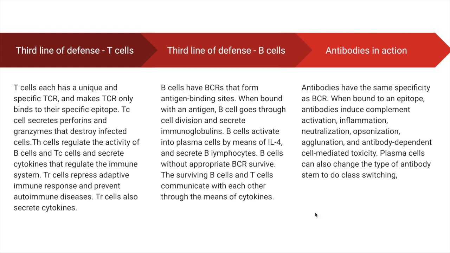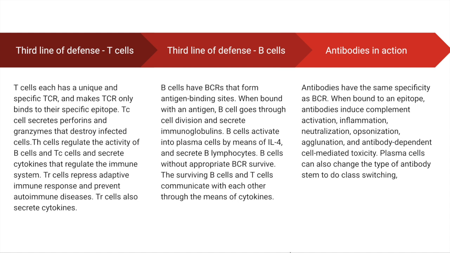There are several types of T cells that are present in the third line of defense. The first one is the TC cell, or cytotoxic T lymphocyte. The TC cells are differentiated in a way that the cell surface has glycoproteins of CD8 and CD95L. The TC cells secrete perforins and granzymes that destroy infected cells.